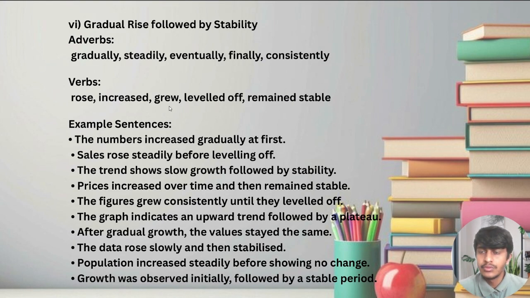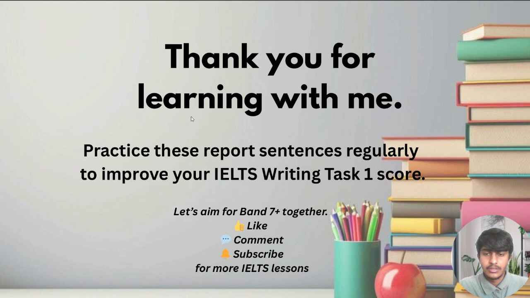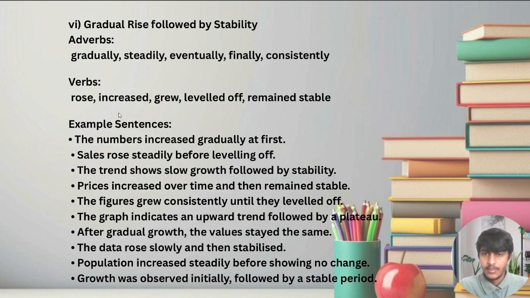Now we have moved to slide number 4, and this is a gradual rise followed by stability. This trend shows slow growth that stops changing and becomes flat. It uses adverbs like gradually, steadily, eventually, finally, and consistently. So that means these adverbs show a controlled growth leading to stability.